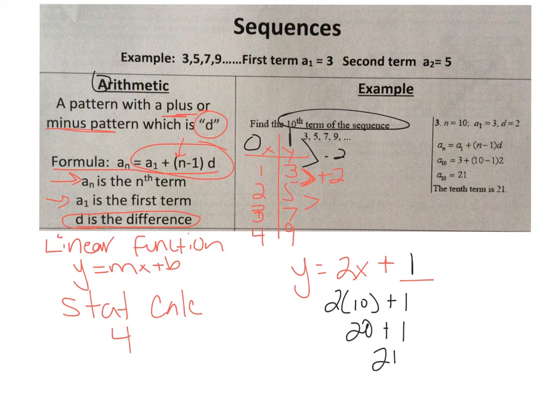Now, they use this formula. This formula is given to you on the final exam, so you don't have to memorize it, but you have to understand what everything is. They're asking you to find the 10th term, which means your n would equal 10, a sub 1 is 3, and your d is 2. Plug it all into the formula just like they did. You can type this into your calculator exactly how you see it and come up with 21. Either way works.